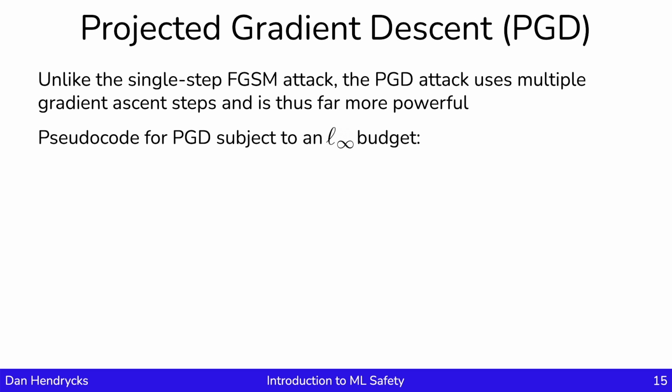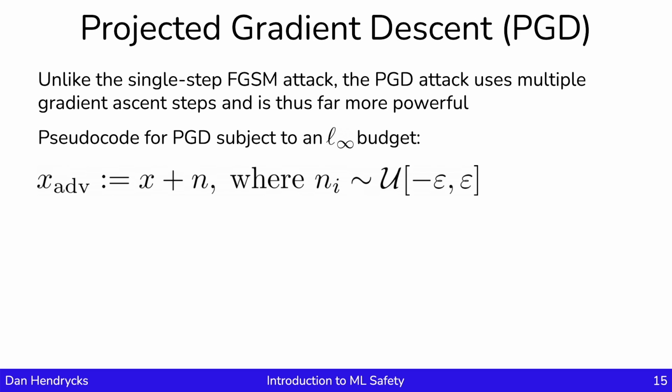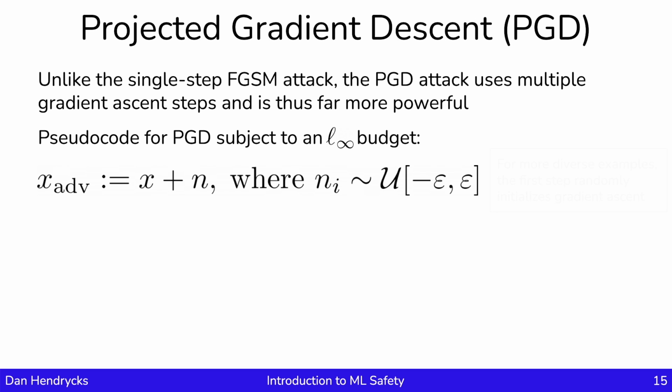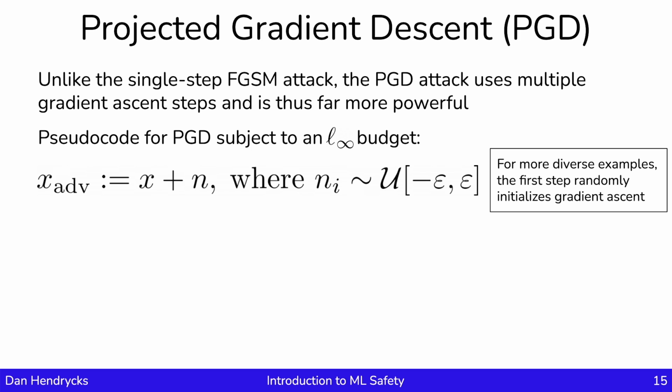The pseudocode for this attack using an L-infinity budget is as follows. I'll note that I'll be showing the L-infinity attack version, but the L2 attack is fairly similar. The first step is to randomly perturb the input by some noise. So the adversarial example at the first step is actually just X plus some random noise. This random noise is uniformly sampled from a uniform distribution between negative epsilon and epsilon. We do this because, for more diverse examples, we want to randomly initialize the optimization process.